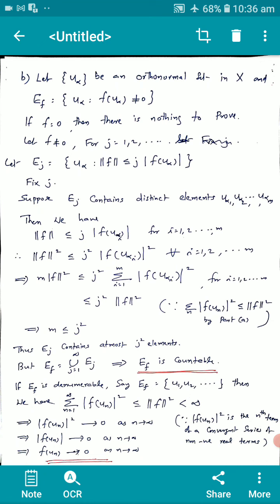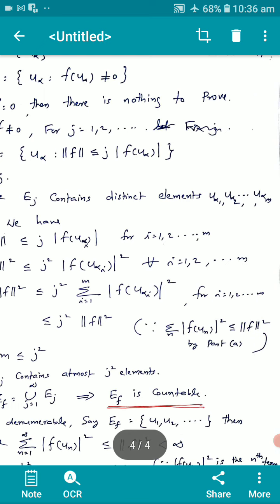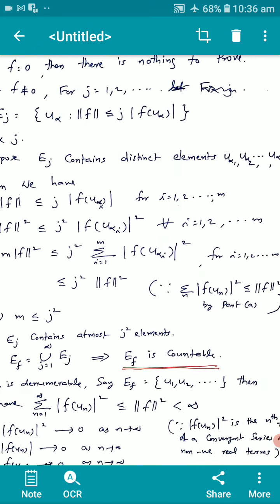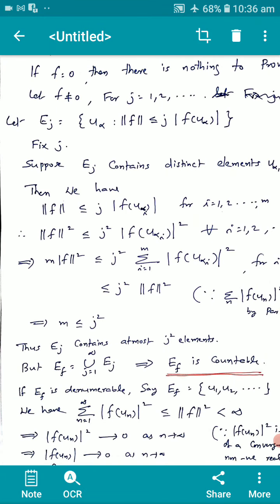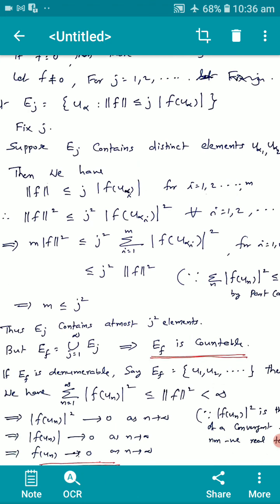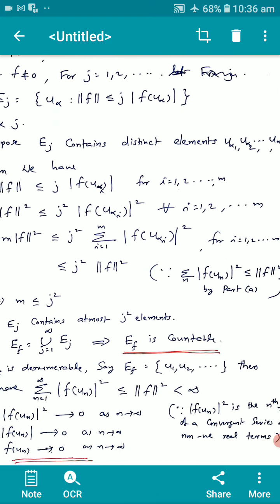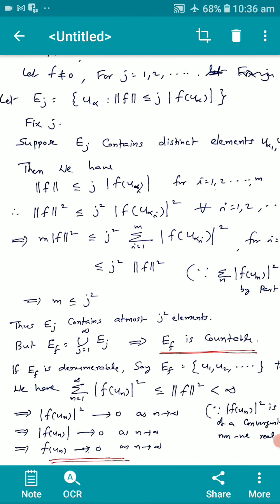Fix this j, so that Ej contains distinct elements u alpha 1, u alpha 2, etc., u alpha m. You are supposing that Ej contains distinct elements u alpha 1, u alpha 2, etc., u alpha m. Then we have norm f less than or equal to, referring to the Ej definition, j modulus of f u alpha i, where i varies from 1 to m. So on squaring, norm f square is less than or equal to j square mod f u alpha i square for i equal to 1 to m. Then taking the summation m times.